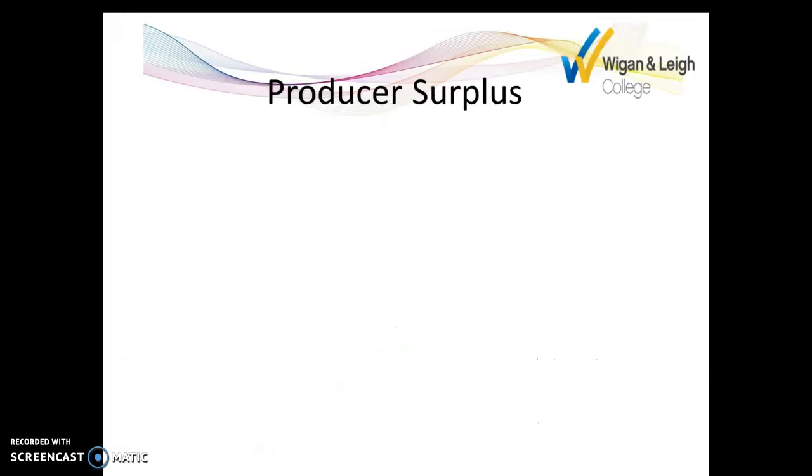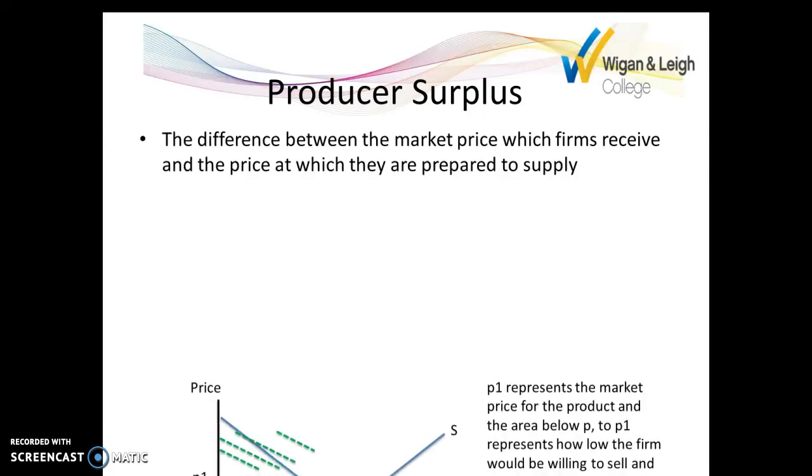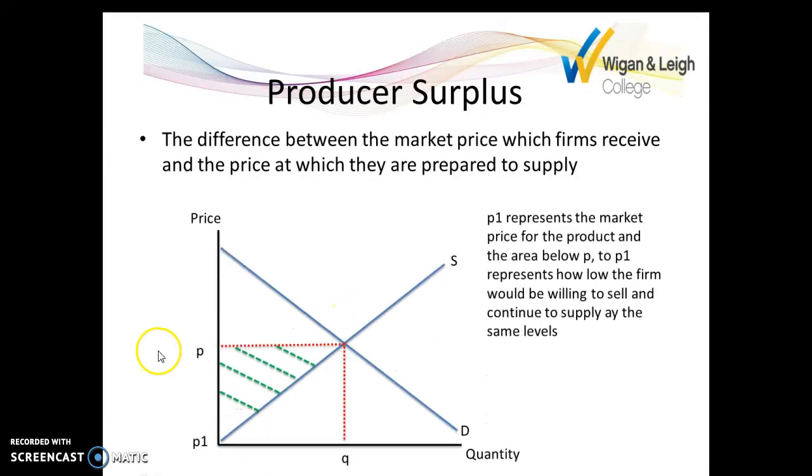Now, as far as producer surplus goes, it's pretty much the exact opposite. It's the difference between the market price which firms receive and the price at which they are prepared to supply. Essentially it is the difference between how low firms will go in order to sell their product and what the market is actually setting it at. So the market price is P here. Firms are willing to produce right down at P1, so anything above P1 is a bonus for these firms.